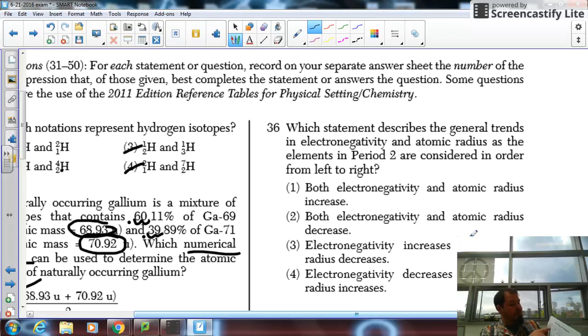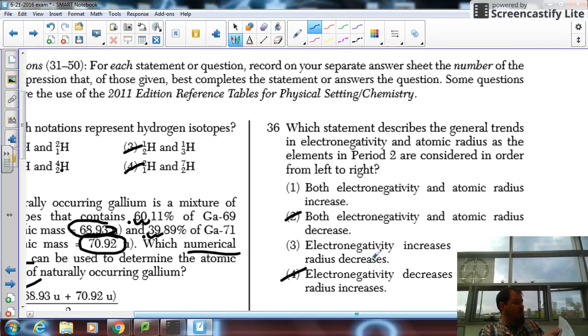So let me pick 2. I'm going to pick beryllium 4 and nitrogen 7. I'm going to go to table S and compare just 4 and 7. So 4 has an electronegativity of 1.6 and 7 has a 3.0. So my electronegativity is going up. Okay, so I want to find one that says electronegativity is going up. So both electronegativity and atomic radius are going down. Don't want that. Electronegativity increases. I like that. Electronegativity decreases. I don't like that because I know electronegativity has to increase.